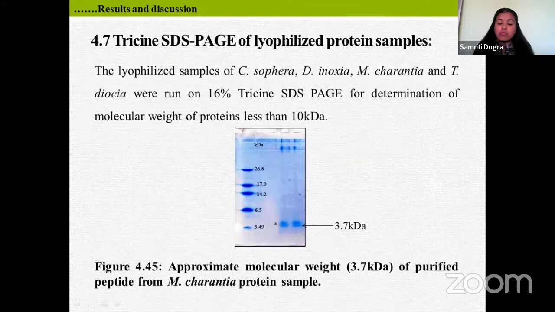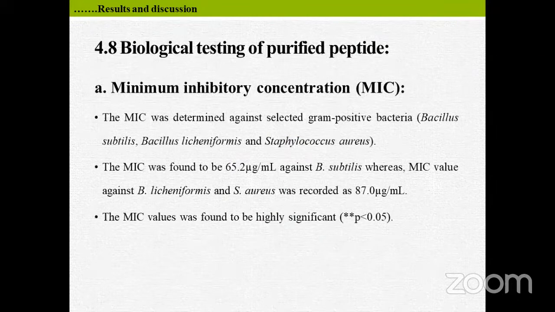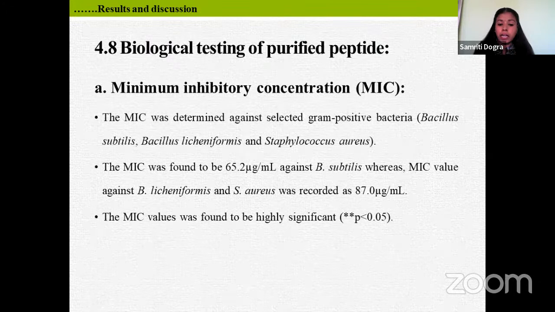When I ran the two samples, Thuja enoxia and Momordica charantia, on 16% tricine SDS-PAGE, we observed a single band in the case of Momordica charantia, of 3.7 kilodaltons. But in the case of Thuja enoxia, we did not observe any band. So luckily, in the case of Momordica, we received a single band of 3.7 kilodaltons. Of that purified peptide, I did the MIC, and we observed that against Bacillus subtilis the MIC value is 65.2 micrograms per ml, but against Bacillus licheniformis and S.